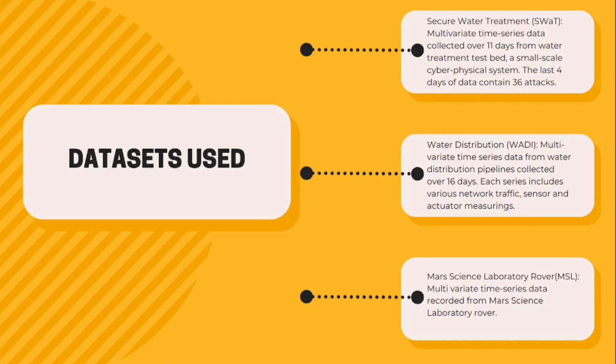It is a multivariate time series dataset collected over 11 days from a water treatment test bed, a small scale cyber physical system. The last 4 days of data contain 36 attacks that we have to predict. Water distribution WADI dataset: multivariate time series data from water distribution pipelines collected over 16 days. Each series includes various network traffic sensors and actuator measurings. Mars Science Laboratory Rover MSL dataset, which is multivariate time series data again, recorded from the Mars Science Laboratory Rover.